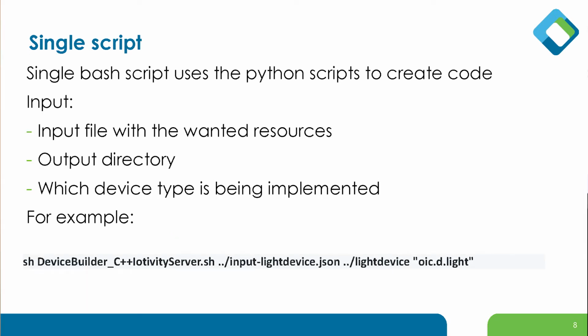So there is a single script, and it's a very simple way of calling it. You give it an input file for the device that you want to create, you give it an output directory, and you also give it the device type as a string. And that's it. Then you just run the script and you will have code.